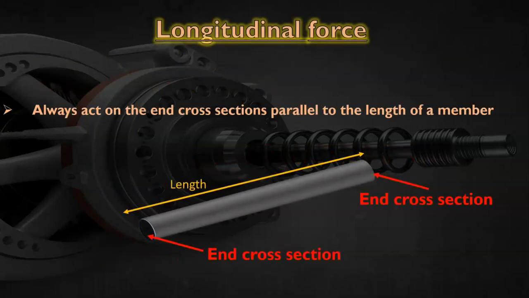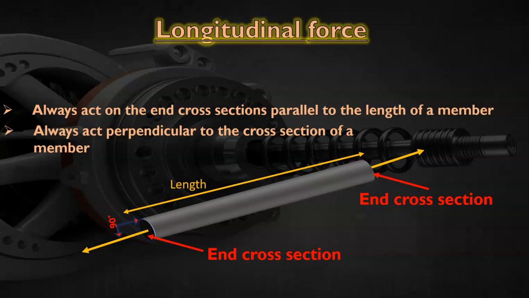Now let's look at the longitudinal force. You can see in the figure a cylinder is shown, the length and end cross sections are marked. The longitudinal force always acts on the end cross sections parallel to the length of a member. The longitudinal force is marked in the figure, and it always acts perpendicular to the cross section of a member. You can see the angle between the force and the cross section is 90 degrees.